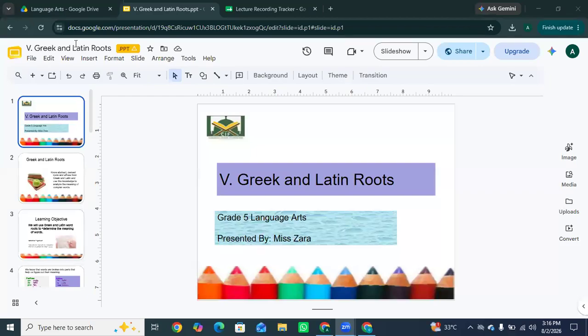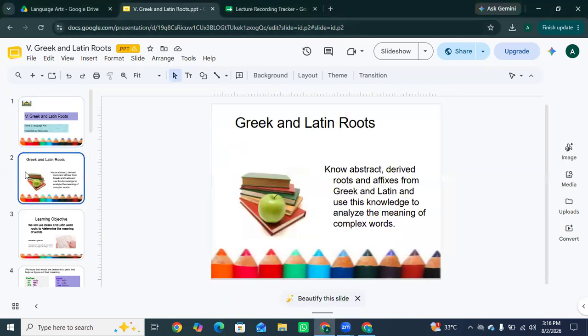Hey students, so today we are going to discuss the topic of Greek and Latin roots. Basically, many English words come from the Greek and Latin languages. If we know the meaning of these roots, we can understand many difficult words without using a dictionary. In this lesson, we will learn what roots are, learn how roots help us understand new words, and break difficult words into smaller parts.